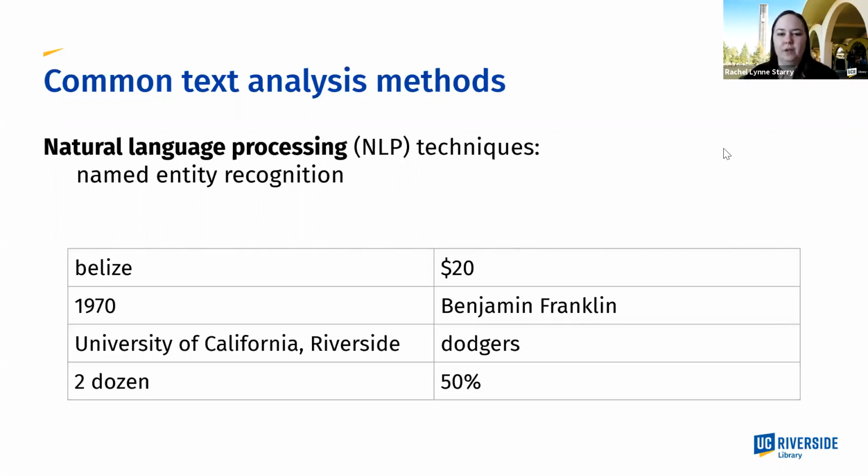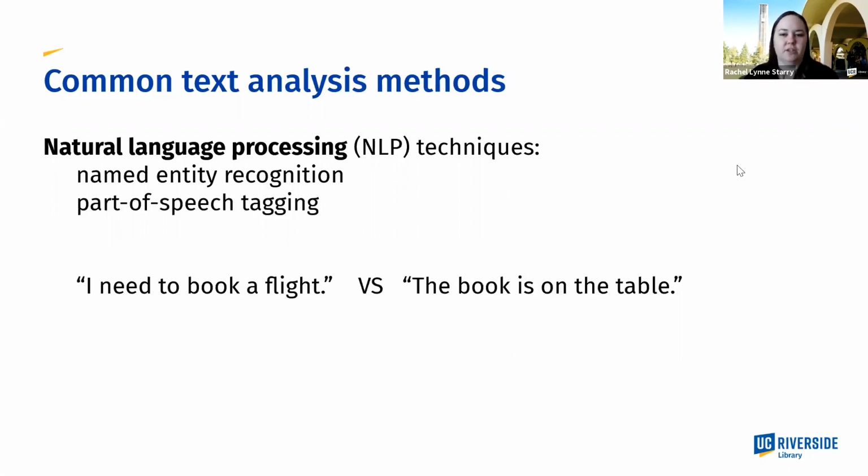So in addition to named entity recognition, another really common natural language processing technique is part of speech tagging. Words obviously can act many different ways in a sentence, and that can change their meaning and how we interpret and understand them. So the word book obviously can be a noun. It can be the subject of a sentence, like the book is on the table, or it can act as a verb, right? It can be a totally different word. I need to book a flight.